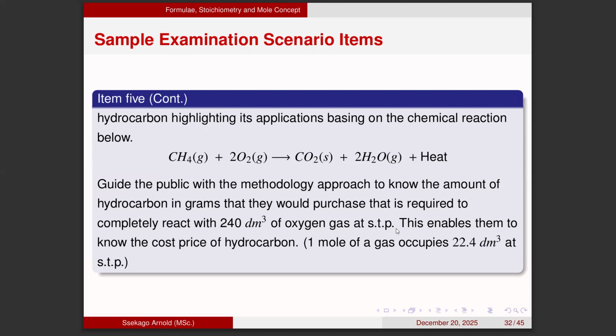Hope you've seen what is given. We are given 240 decimeters cubed of oxygen. You have to notice what is given. What do we want? Guide the public on the methodology approach to know the amount of hydrocarbon in grams. So we have volume of oxygen. We want to determine mass of hydrocarbon.